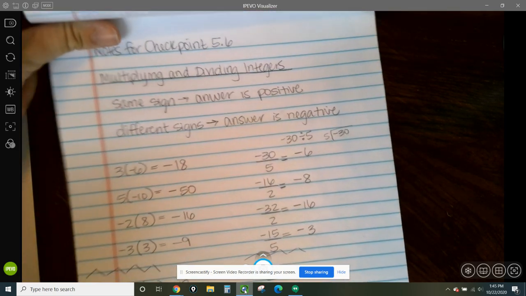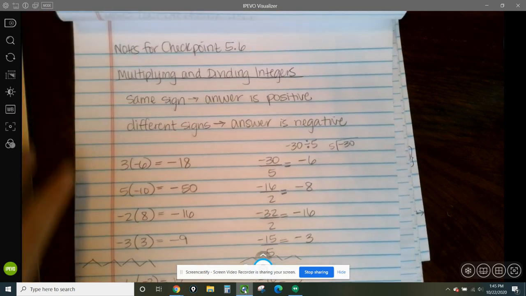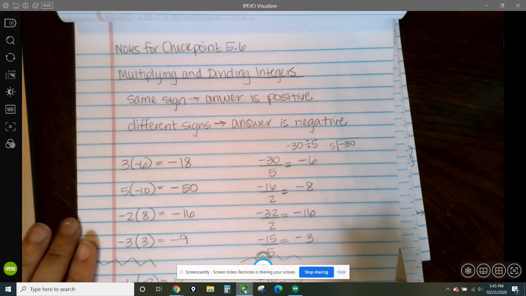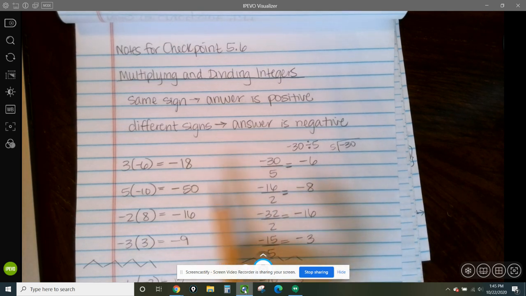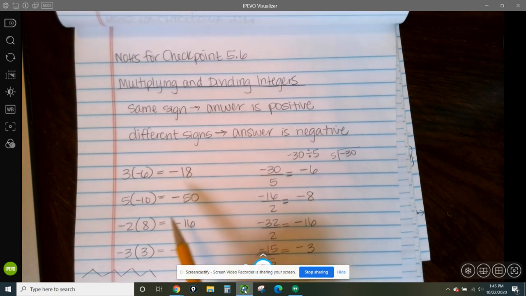Okay, if all of this made sense to you and you feel really good about multiplying and dividing integers, go ahead and take your practice or your checkpoint quiz right now. If you still need help on this and you want to see more, call me, text me, email, however you want to get a hold of me, ask me for some more help before you take that checkpoint.